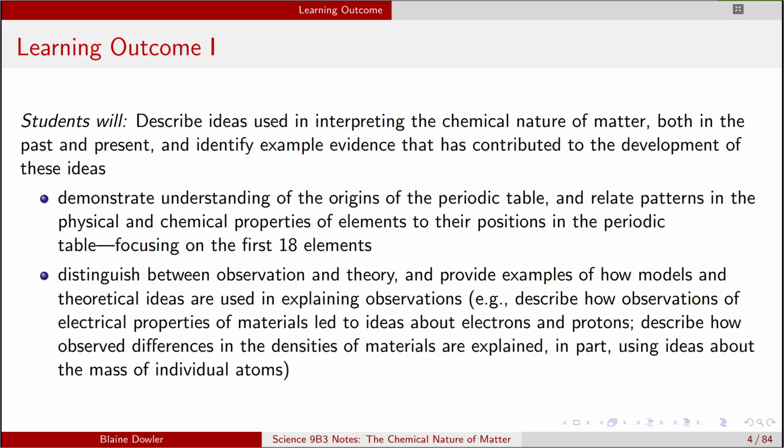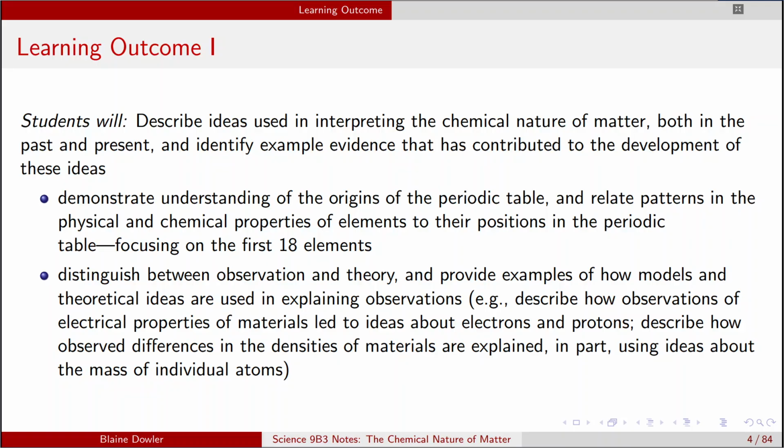We're going to do that by demonstrating an understanding of the origins of the periodic table, relate it to the patterns in the physical and chemical properties of the elements and their positions on the table. But at this level, we're just focusing on those first 18 elements. So roughly 16-17% of the table. There's about 120 of them now.